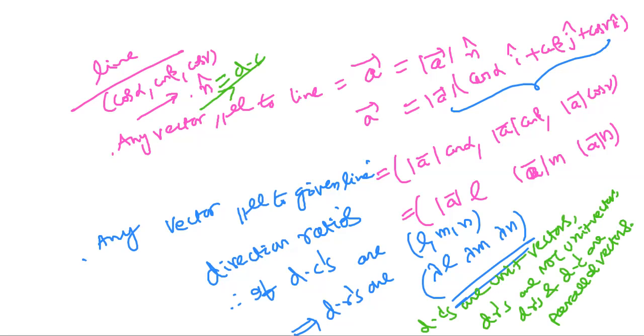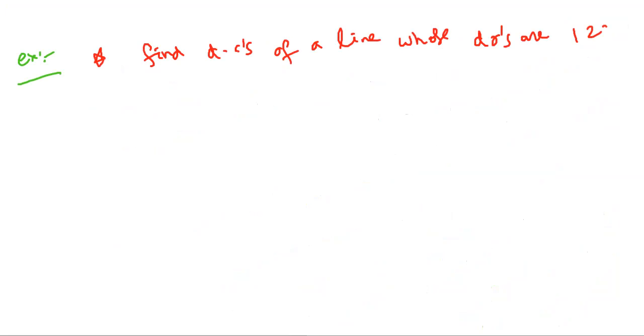And any other vector parallel to them, you can call this one DR, this another DR, etc., etc. For an example, find DCs of a line whose DRs are 1, 2, 3. Now what we know is that DCs are parallel to DR. So whether you write DR as lambda into DC or DC as lambda into DR, it doesn't matter. Ultimately, you are going to find the lambda value.